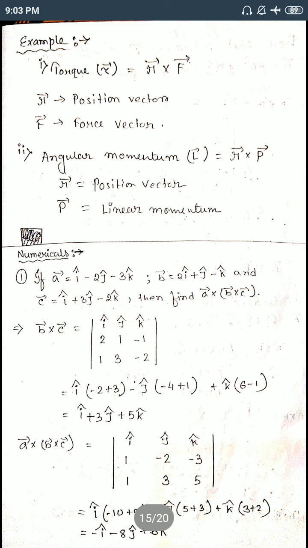Example of cross product: the torque. Torque equals position vector cross force vector. So torque is a vector; after the cross product of position vector and force vector, we get the torque. Similarly, angular momentum is position vector cross linear momentum, R cross P. This is an example of cross product or vector product.